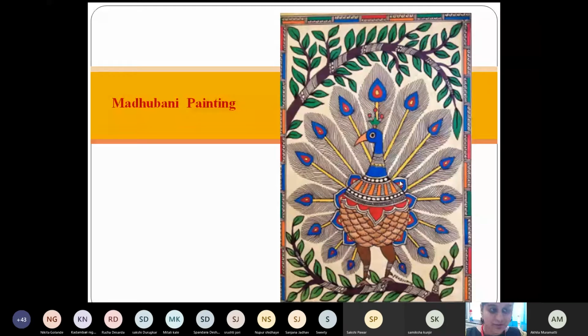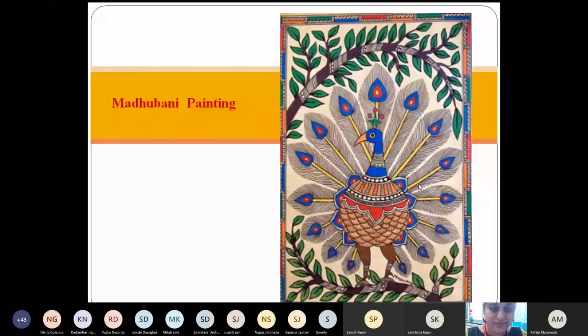Please give me a moment. I will share the greeting card that I have made based on the Madhubani concept. In the greeting card, you will be able to see that I have used the Madhubani borders just to highlight. It's a seasonal greeting card, so you can just keep it blank and then give it to anybody. If you want, you can sell them also.